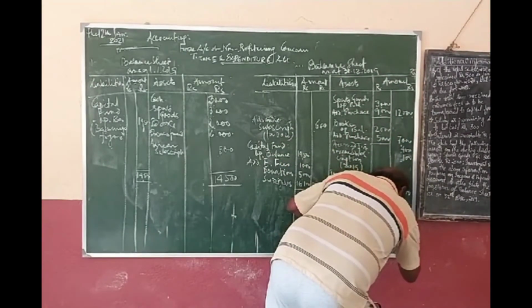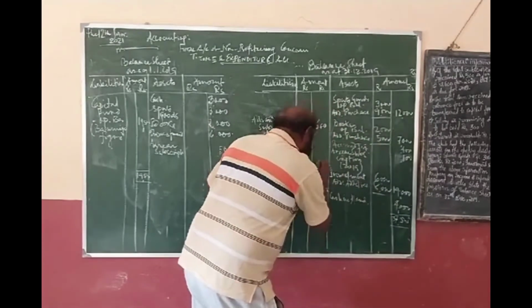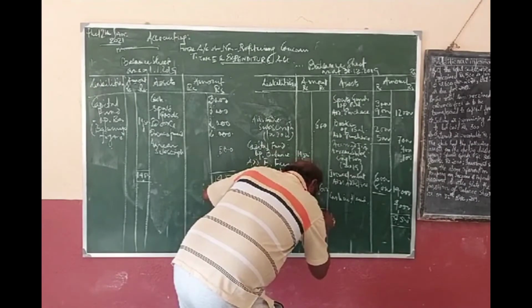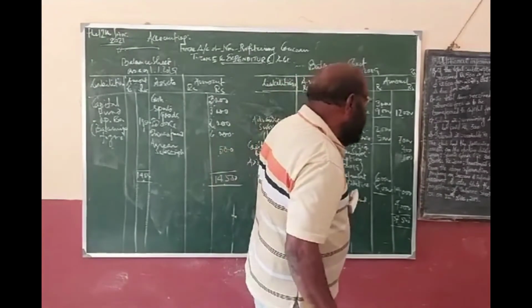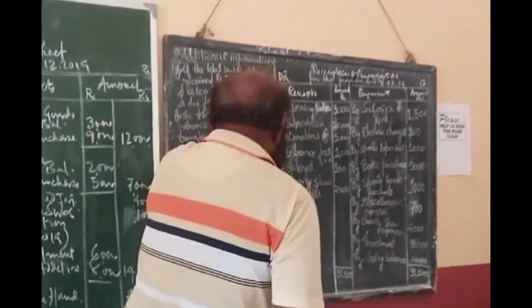37,000? 37,200. So then some difference. That's what it is. Oh, sorry. Salary is remaining due to be paid. So it is outstanding salary.